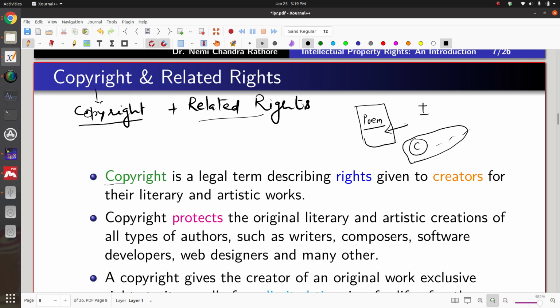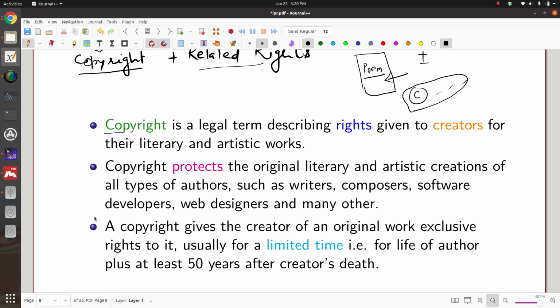So you will be giving copyright to the publisher. In order to publish your book, they will take permission from you. That means you are actually doing a kind of copyright transfer.